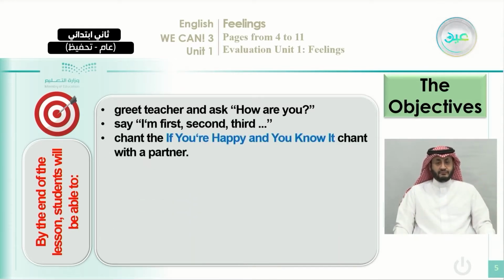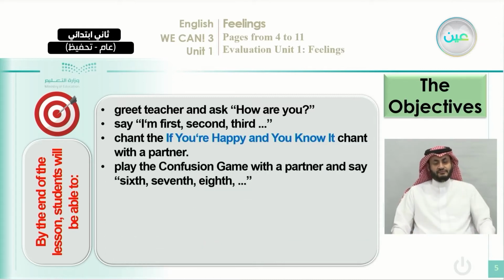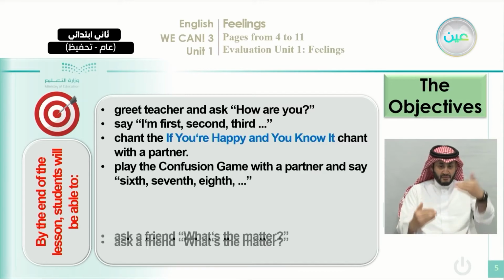Also, the student will be able to chant. There is a chant called, If you are happy and you know it, clap your hands. You remember that? You will be able, at the end of this class, to chant this chant. Also, the student will be able to play the confusion game with a partner and say 6th, 7th, 8th, and so on, the ordinal numbers.